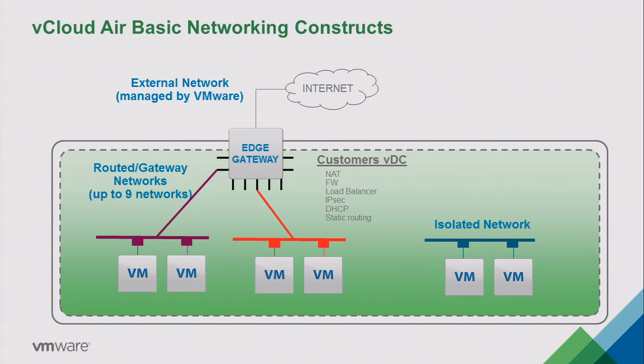When we look at these networking constructs, we have an external network, which is managed by VMware. That sits on the outside of your edge gateway and gives you access to the internet. Within the cloud, we have routed networks and isolated networks. You can have up to 9 routed networks through one edge gateway. The edge gateway provides 10 interfaces, but we use one of them for the actual internet connection. Then, with the isolated networks, you can create up to 20 within one virtual data center. So it's very, very customizable.